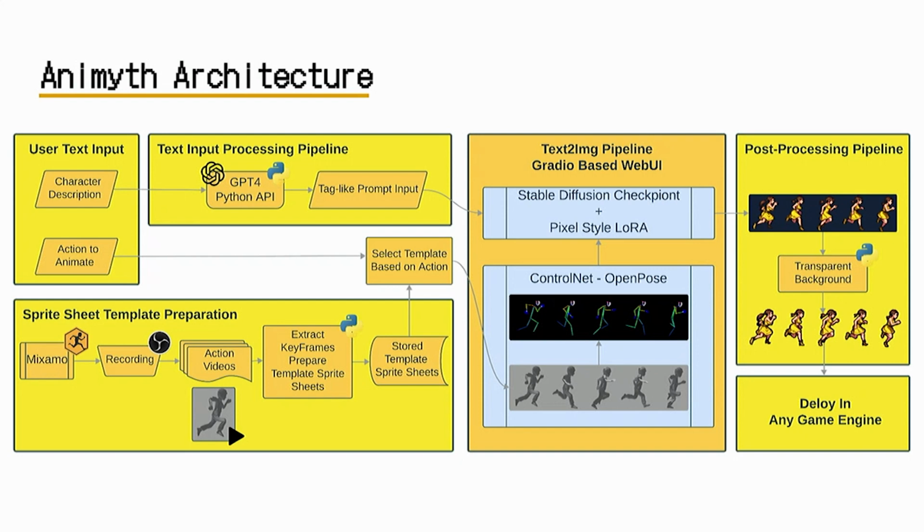ControlNet provides a structured framework that uses OpenPose to detect the pose from a template and uses the pose to guide the image generation. And before we deploy the sprite sheet into any game engine, we need to remove the background.